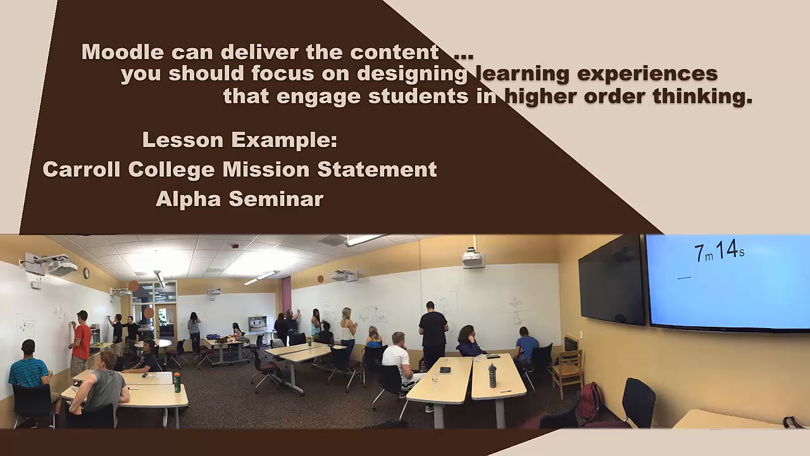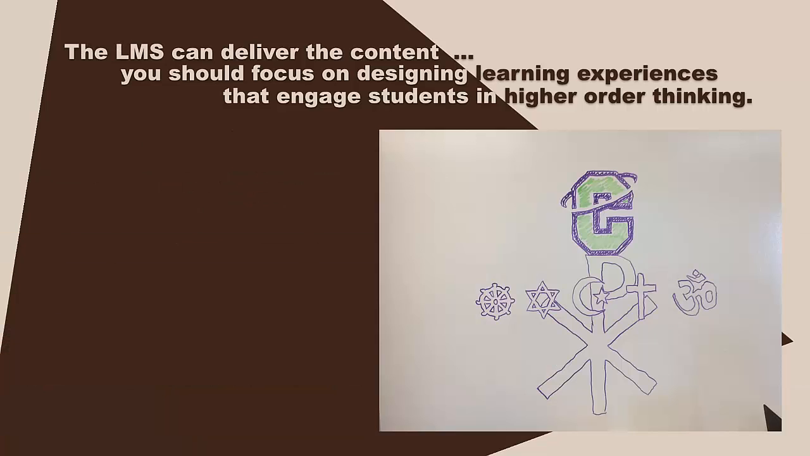So let's take a look at this. This is one of the things that the students drew on the wall in response to this. I had 5 groups, and there are 5 paragraphs in the Carroll College mission statement, conveniently. So I said, each of you groups, I want you to draw something that represents what you read in your paragraph of the mission statement.